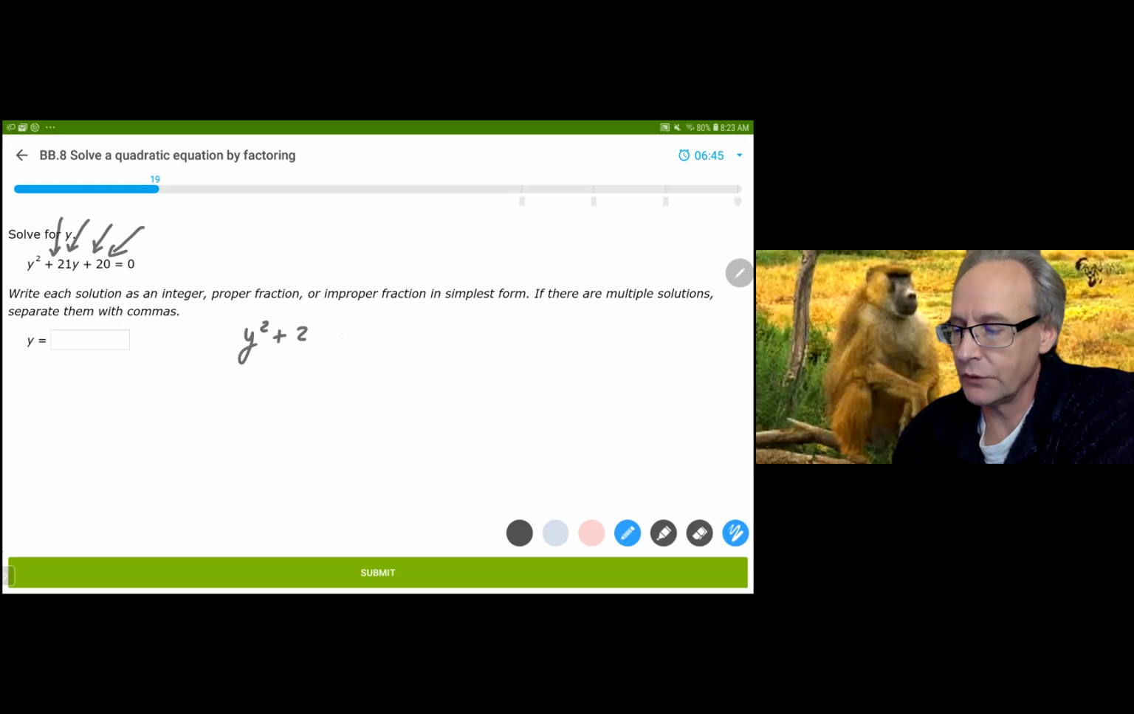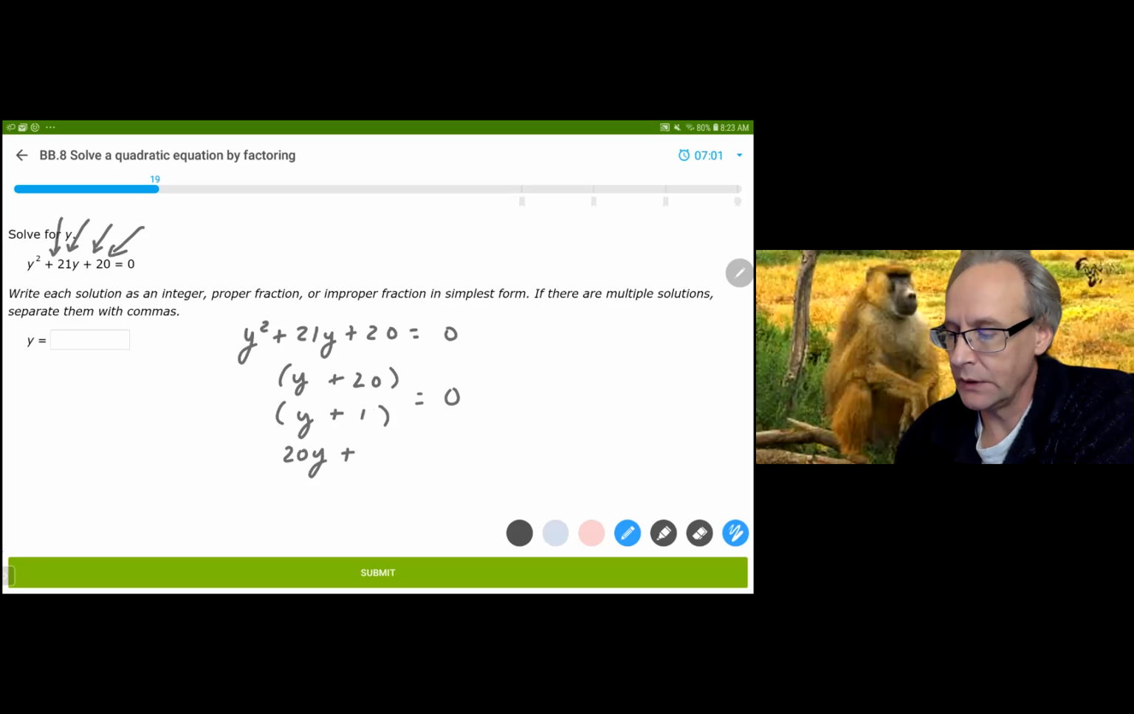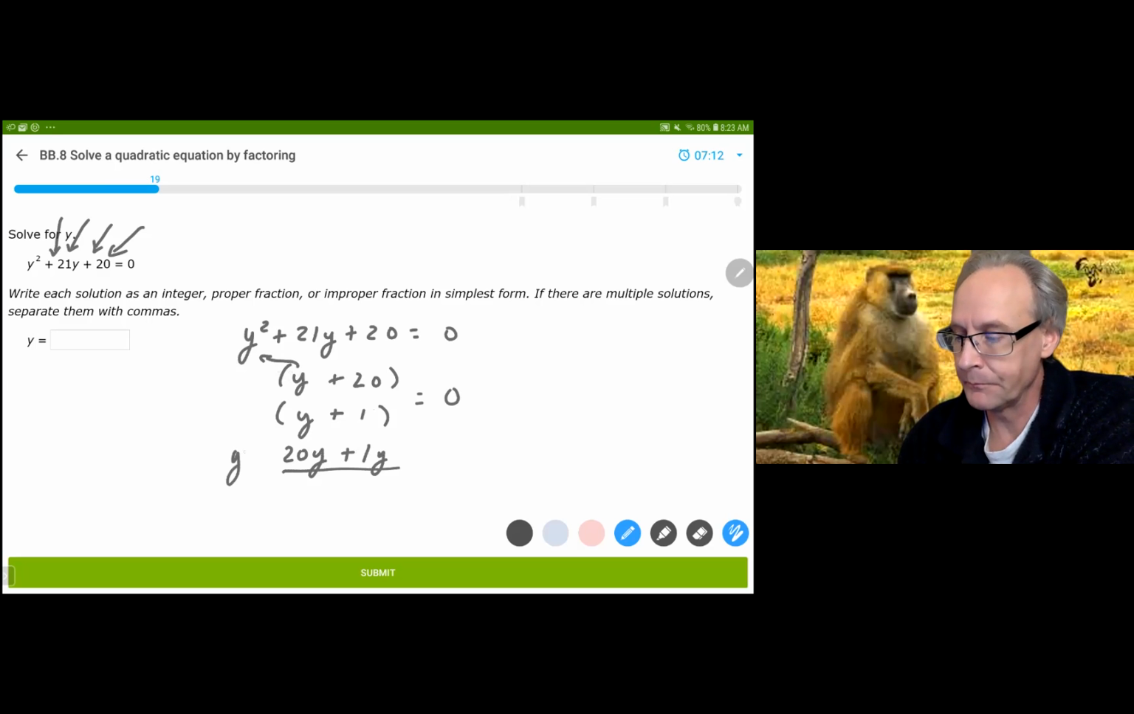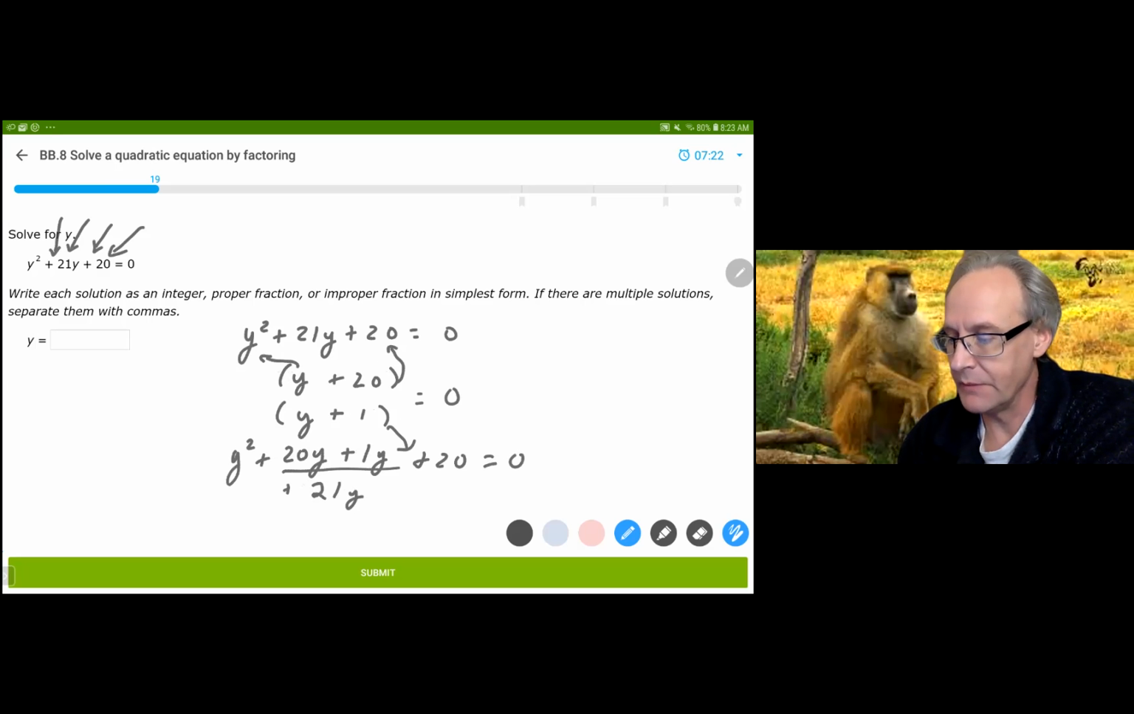I'm going to go ahead and write it one more time. I prefer, again, to stack. I need a 20 and a 1, and that is going to give me my 20y plus 1y is my 21y for my middle term. Now, how do I know that the first terms work? Well, I chose them that way. You see, y times y is my y squared. And my 20 times my 1 is 20. So this is 21y for my middle term.